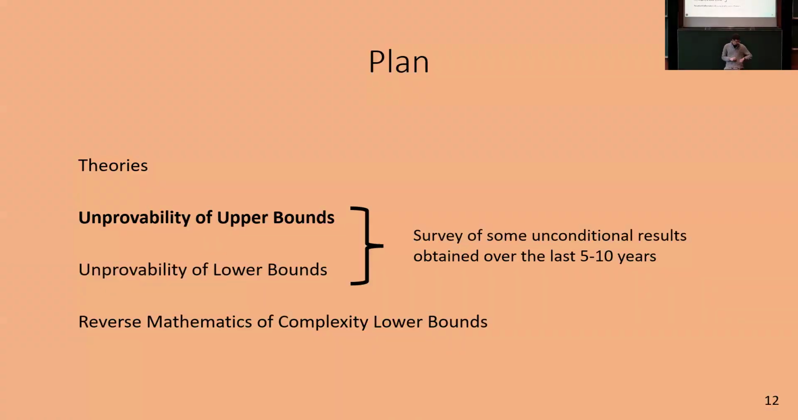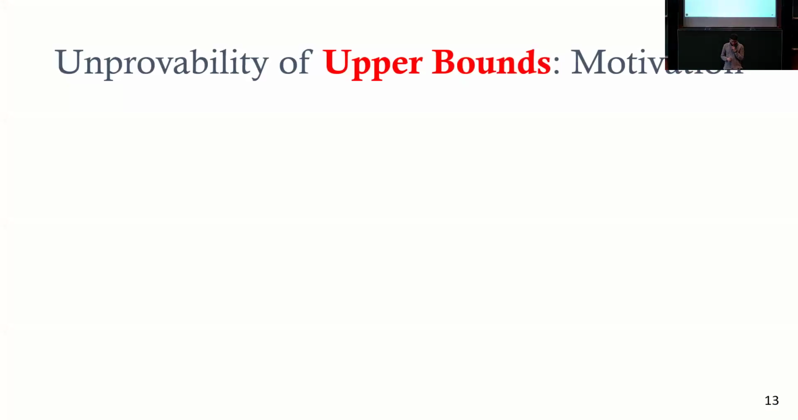Okay, so now I want to tell you a bit more about what happened over the last 5 or 10 years in unconditional results, saying here's a theory and it cannot prove some statement of interest. And I will start off with the unprovability of upper bounds. So let me go carefully and slowly and tell you about the motivation for this line of work. Why do we want to show that some upper bounds are unprovable?